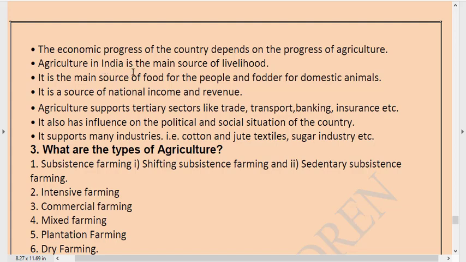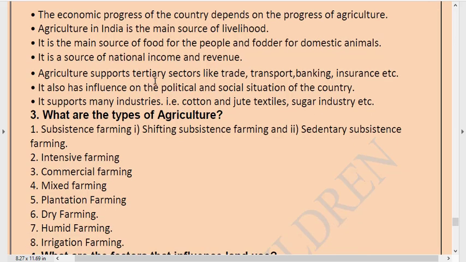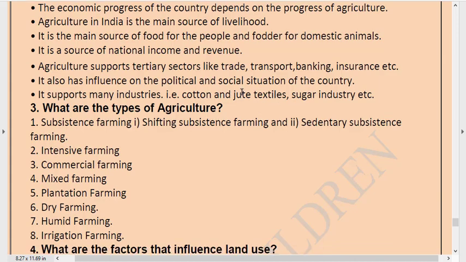Agriculture in India is the main source of livelihood. It is the main source of food for the people and fodder for the domestic animals. It is a source of national income and revenue. Agriculture supports tertiary sectors like trade, transport, banking, insurance, etc. It also has influence on the political and social situation of the country. It supports many industries, that is cotton and jute textiles, sugar industries, etc.